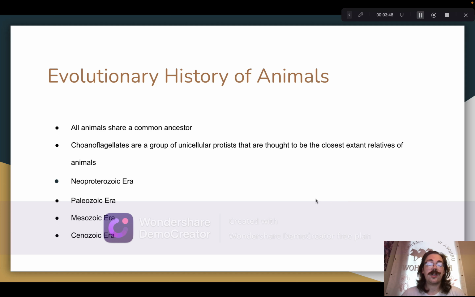Let's talk about the history of animals through specific eras in time. The oldest, most widely accepted macroscopic fossils belong to soft-bodied eukaryotic animals that are collectively referred to as the Ediacaran biota, dated back to the Neoproterozoic era.